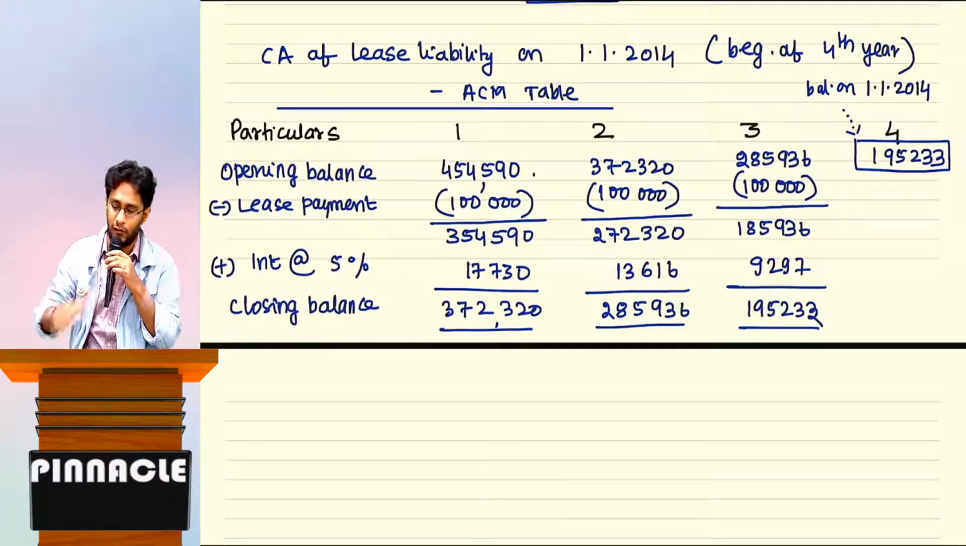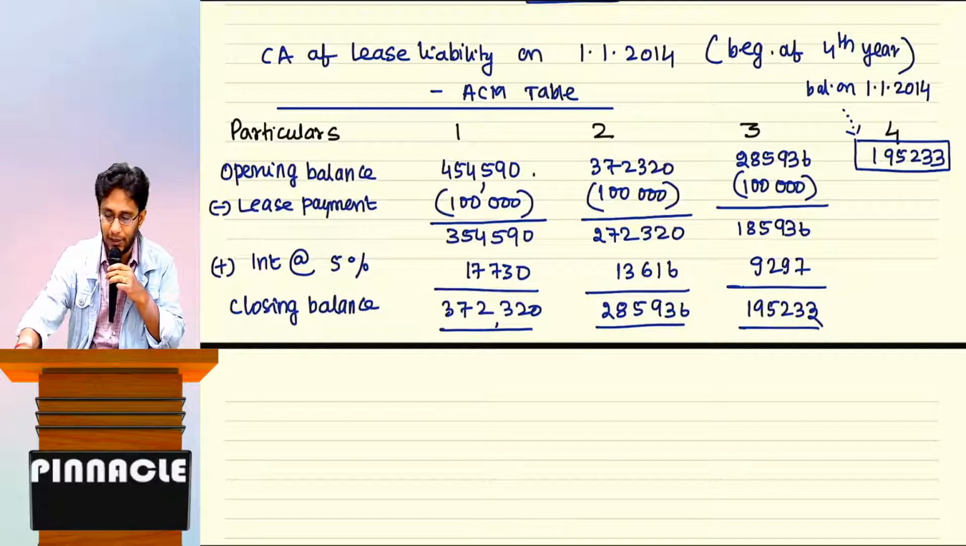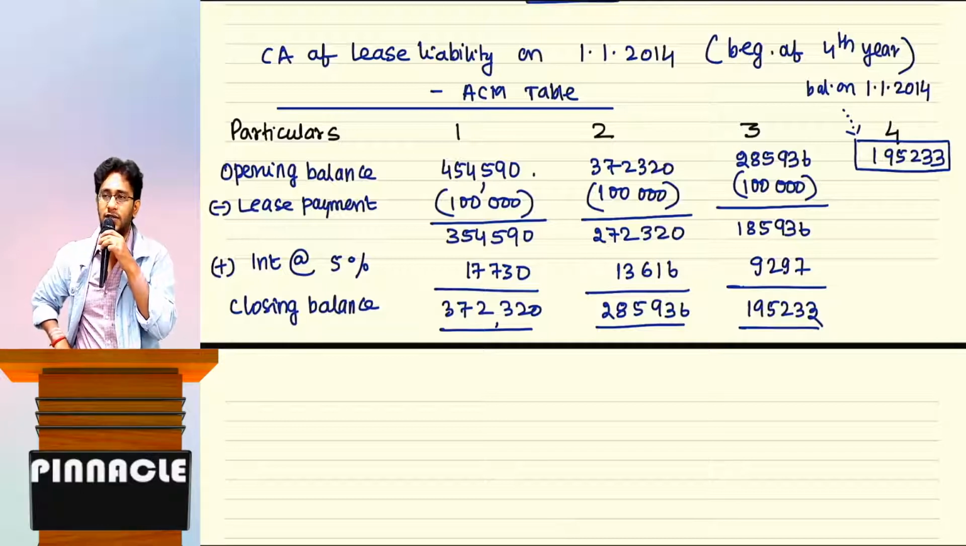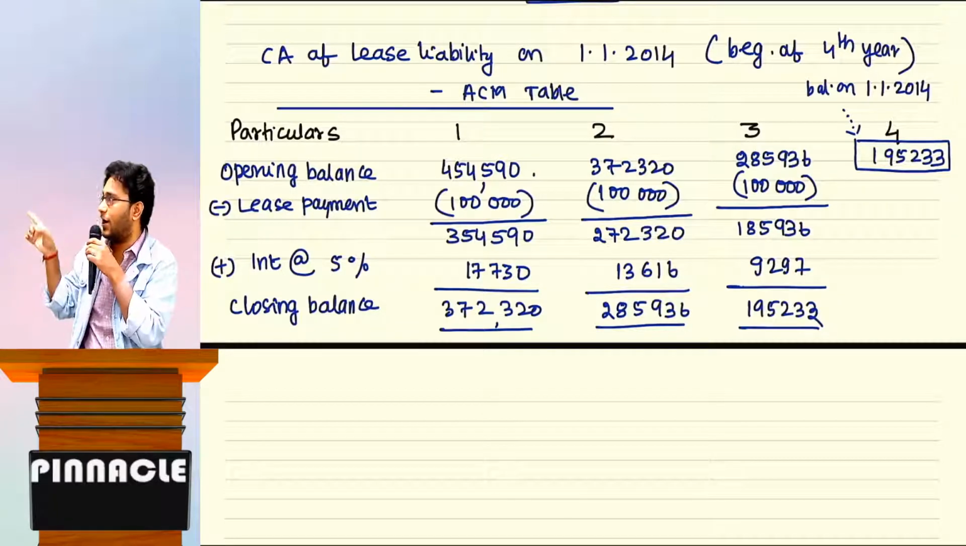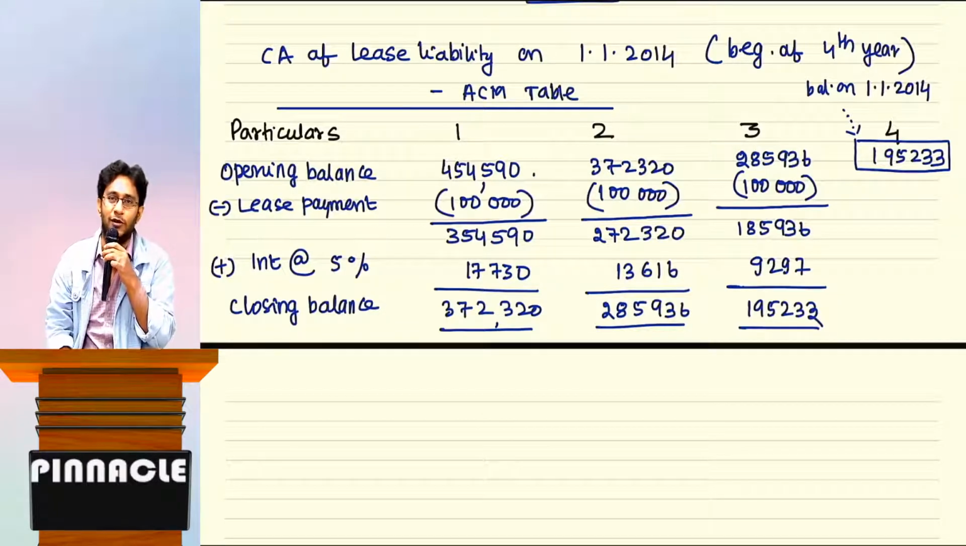On your calculator, all of you: 1 lakh divided by 120 into 125. 104,167. This is the lease rent you have to pay at the beginning of fourth year, not 1 lakh. But when I know this fact, I have to remeasure the lease liability also.